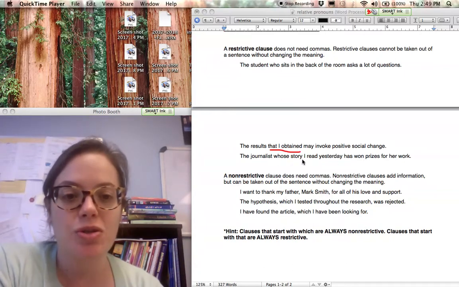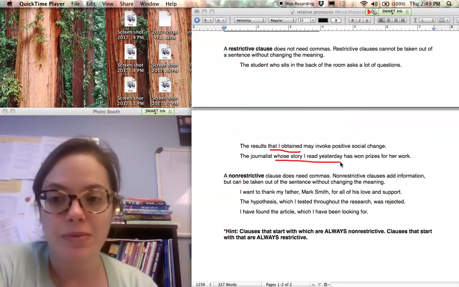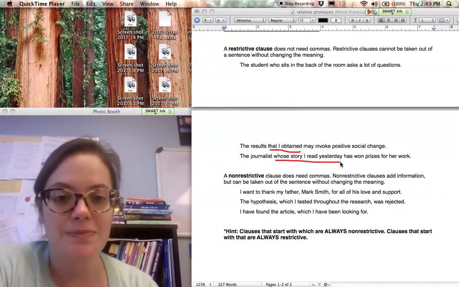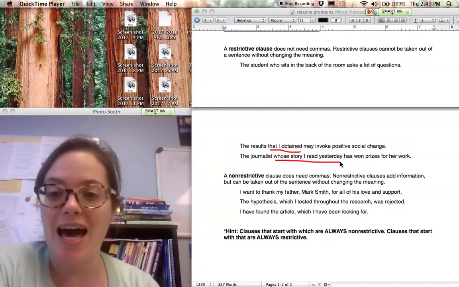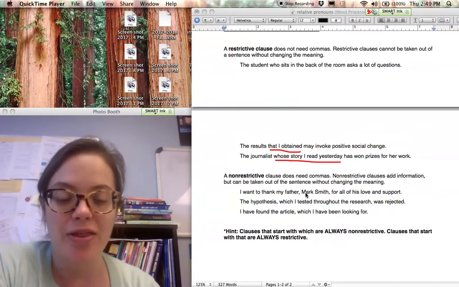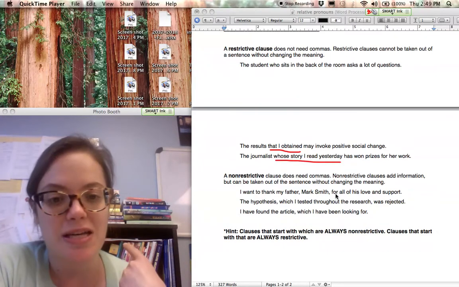The journalist whose story I read yesterday has won prizes for her work. Whose story I read yesterday, can't take it out, it could be any journalist, okay? Doesn't have commas. Now, a non-restrictive clause does need commas. They add information, but they can be taken out without changing the meaning. So: I want to thank my father, Mark Smith, for all his love and support. Only got one father, so you can take out Mark Smith. We don't need to say his name, it's just adding information.